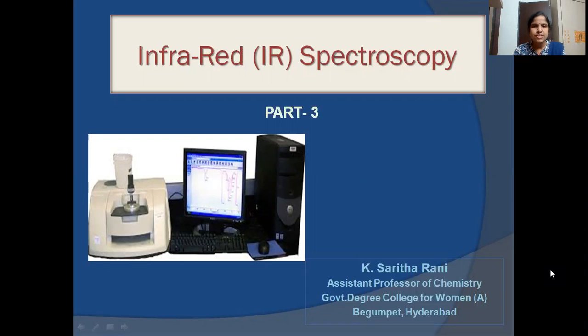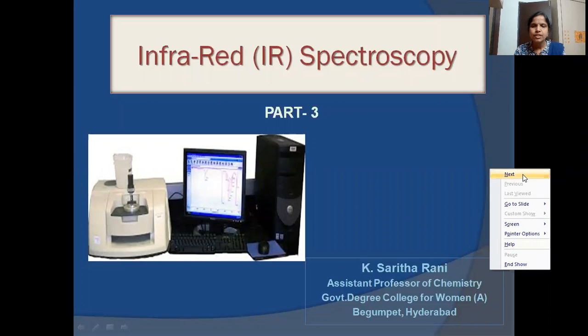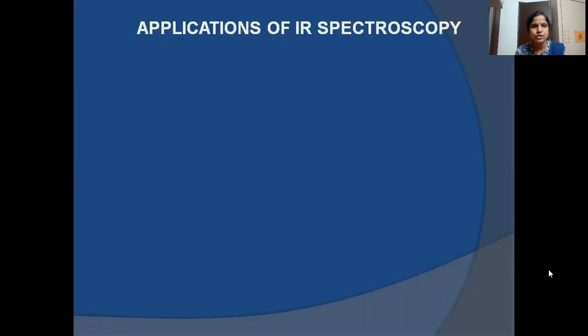So now in today's class, we will discuss the applications of IR. So what are the applications of IR? As we all know, IR spectroscopy is very useful for the determination of functional groups present in the given sample. So now we'll look at the characteristic vibrational frequencies of various functional groups.